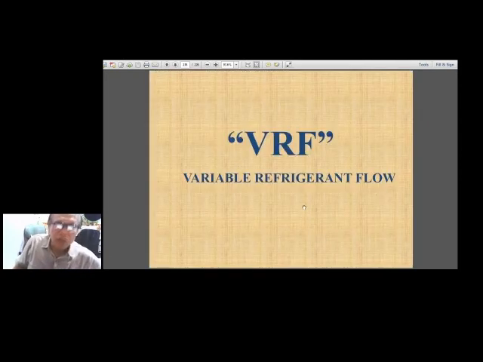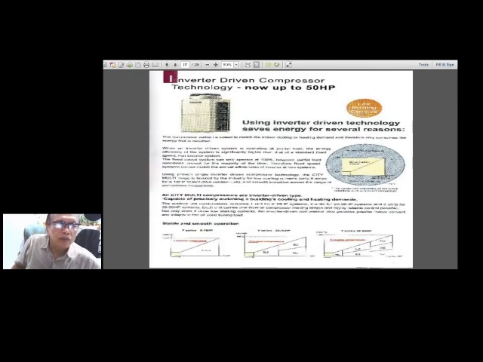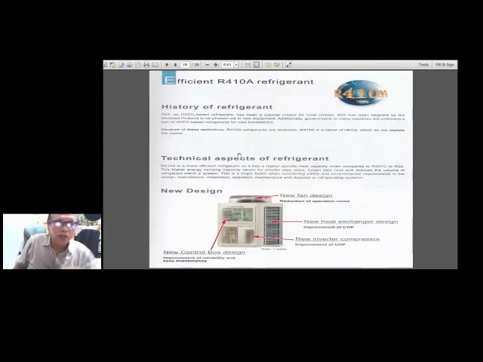VRF, ito na yung sikat niyon. Variable refrigeration flow. Or meron din VRV, variable refrigeration volume. So inverter driven compressor technology now up to 50 horsepower. Medyo malabo. Efficient R410A refrigerant.